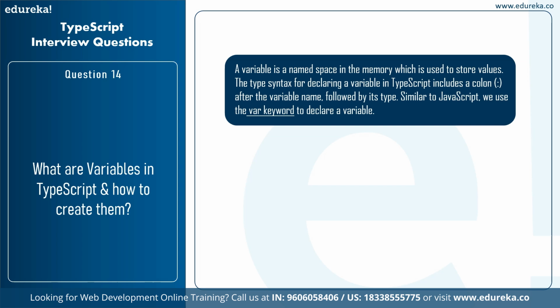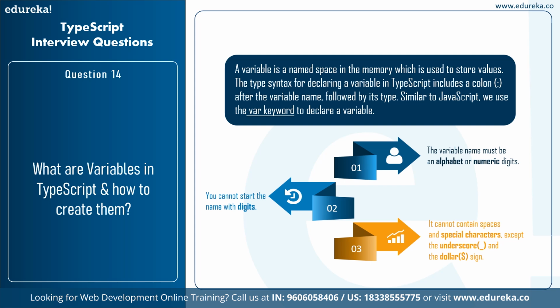Now, while declaring a variable in TypeScript, you need to follow certain rules. The first thing is the variable name can contain alphabets or numeric digits, but you cannot start the name with digits. Also, it cannot contain spaces and special characters except the underscore and the $ sign.